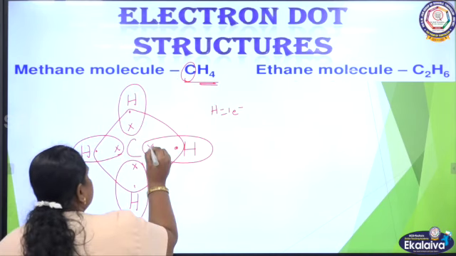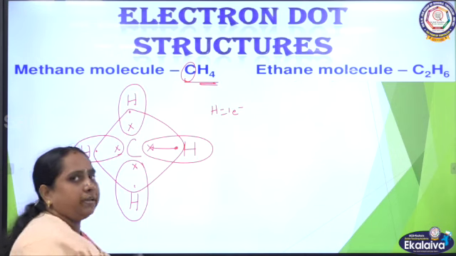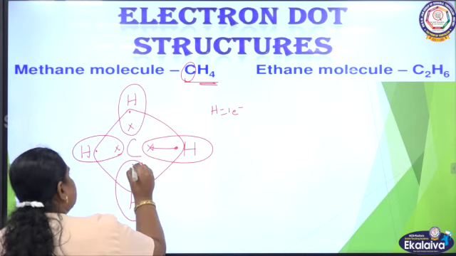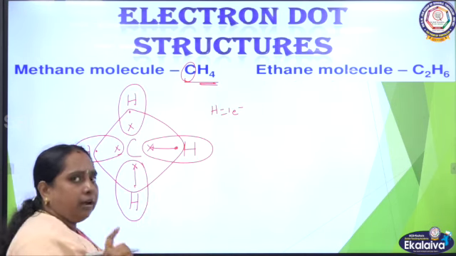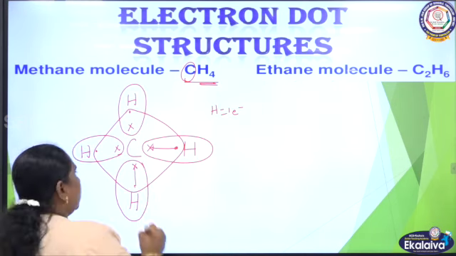Here, this pair of electrons forms a single covalent bond, and this pair of electrons forms one more single covalent bond, and here another single covalent bond. So the pairs of electrons take part in bonding, so that it forms a compound called methane.